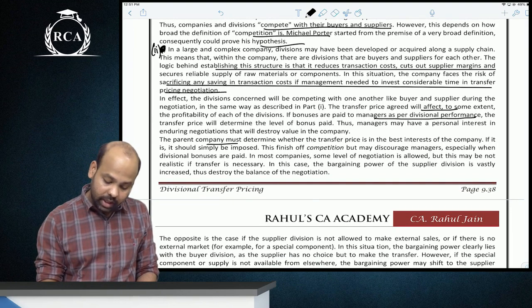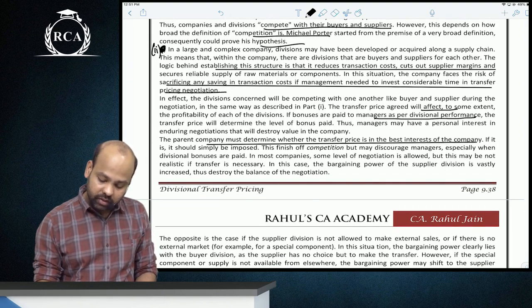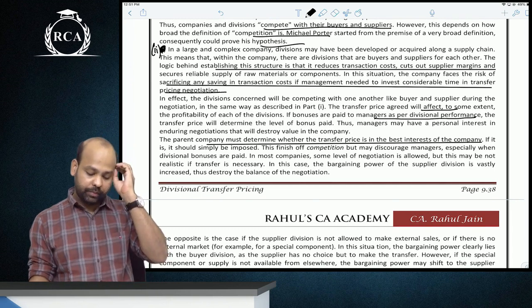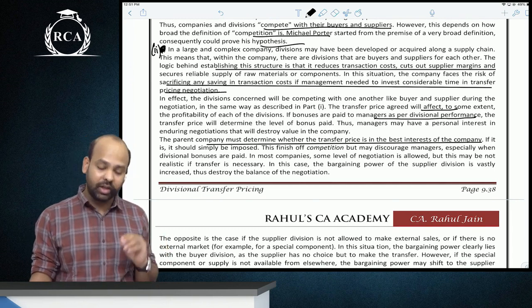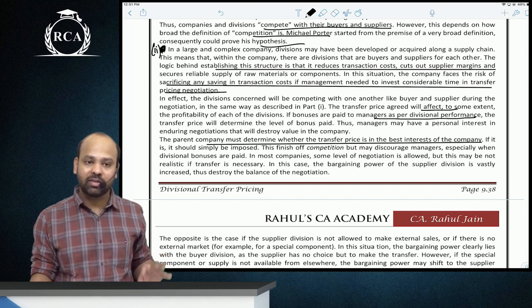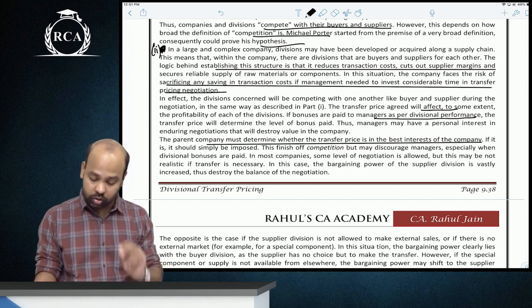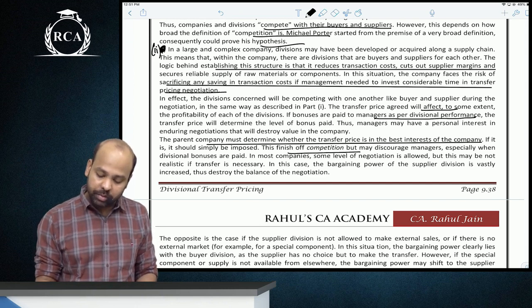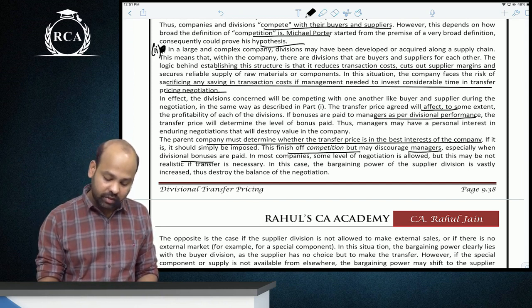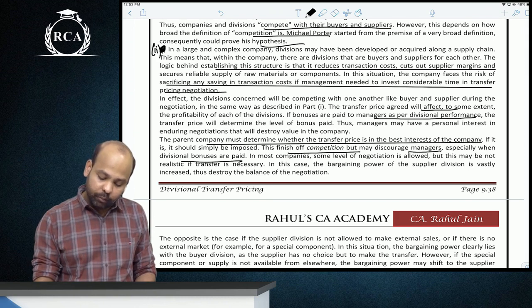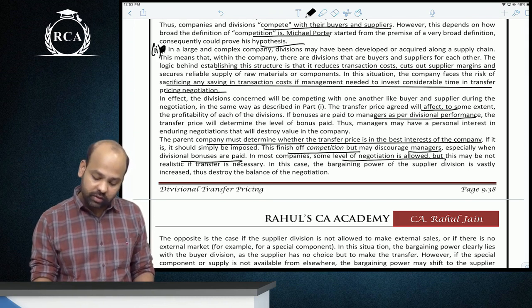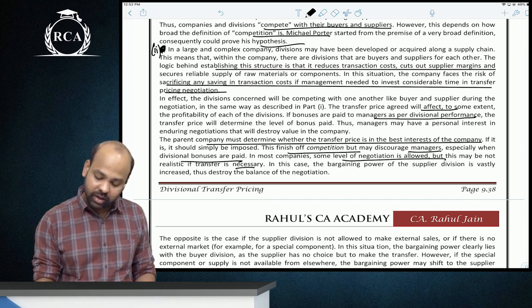So the parent company must determine whether the transfer price is in the best interest of the company or not. If it is, impose it. If the transfer price is in the best interest, it should be imposed on them. Imposed on them, meaning what? You tell them, just do it. This finishes off competition but may discourage managers, especially when divisional bonuses are made. In most companies some amount of negotiation is allowed, but this may not be realistic if transfer is necessary.